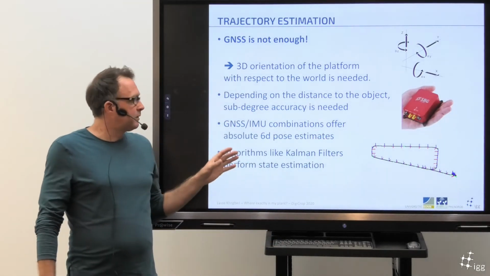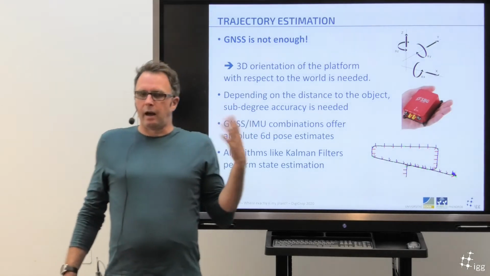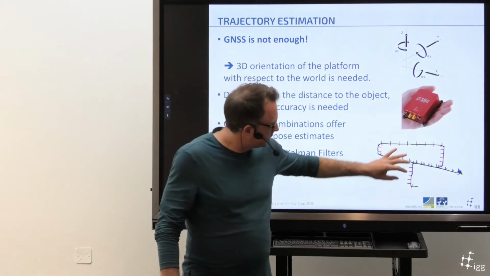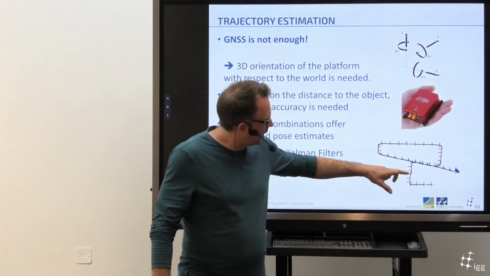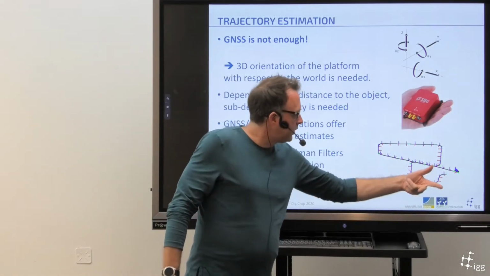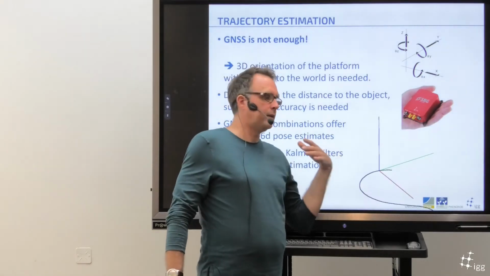They're basically based on IMUs and GNSS, and they use Kalman filters and other algorithms to generate a trajectory. Here we see a trajectory, like a position of a vehicle driving around, and you see also that there is a changing orientation which is estimated similarly.